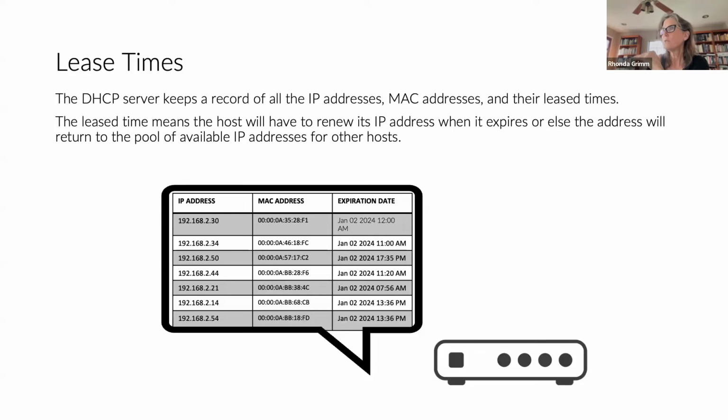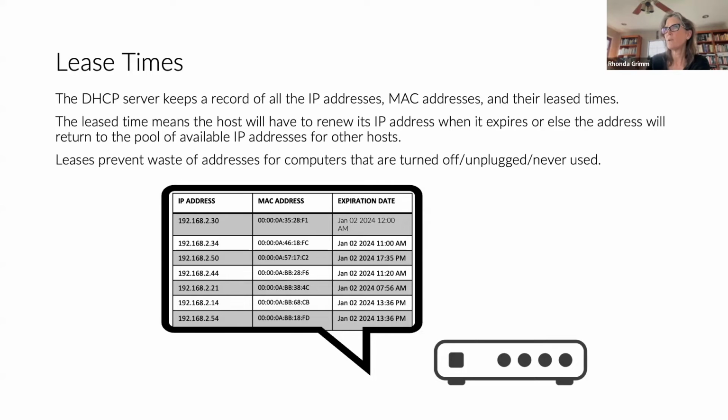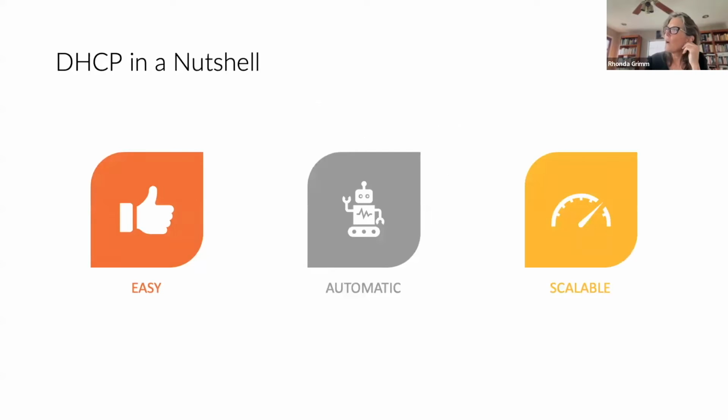So if you do need to renew the lease, that's great. You stick with the same IP address. But if your devices are turned off or unplugged or never used, no problem. You can just let the lease go, and the next time you need something, it'll come back. So DHCP, as you can imagine, is pretty cool. It's easy, it's automatic, and most of all, it's scalable.